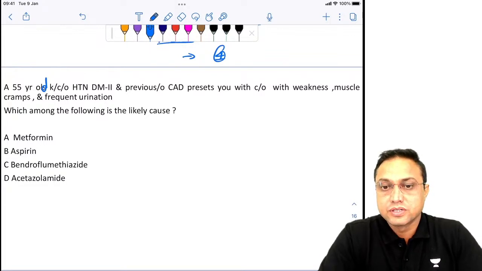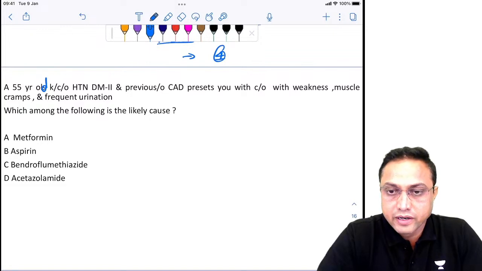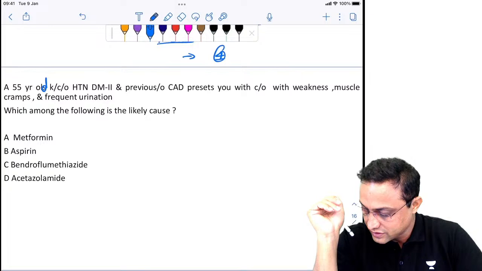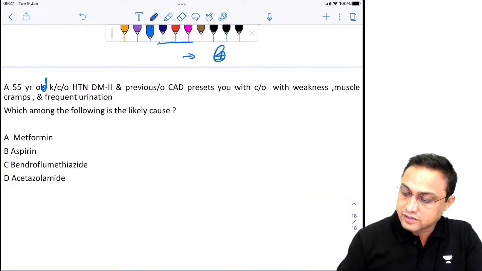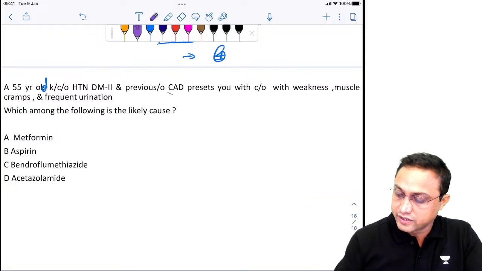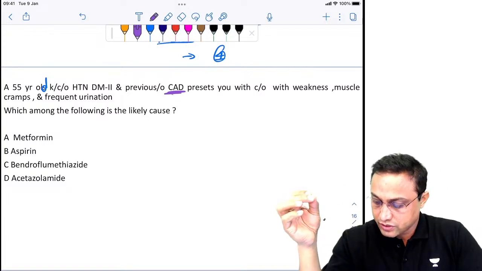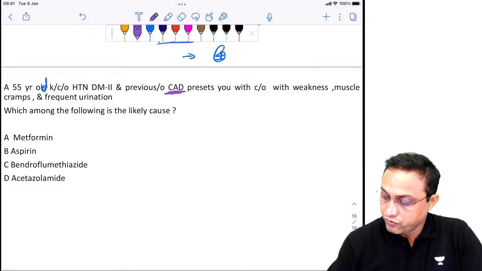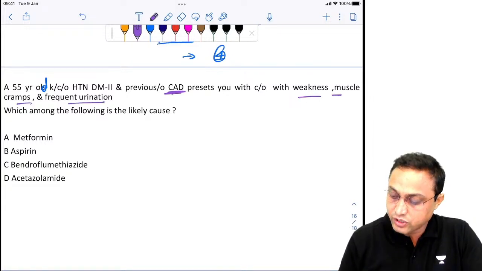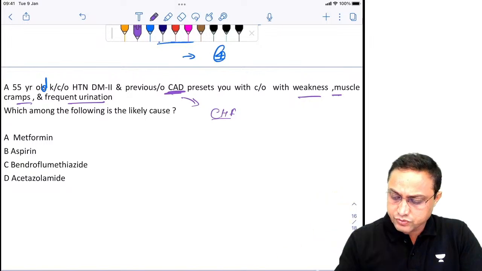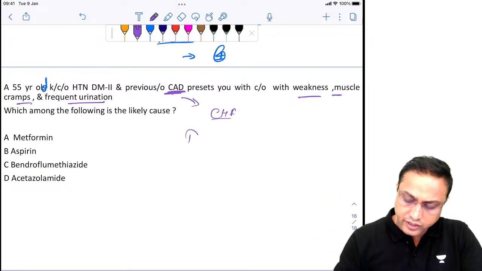No, it is not lactic acidosis, Nihar. I do agree, because you have read metformin, it is quite possible that you are getting confused that this patient has lactic acidosis. Read this line: this patient is having CAD. So most likely, based upon this question, this patient has weakness, muscle cramps, and frequent urination. Most likely the patient had CHF, or maybe because of CAD, this patient was on diuretics.